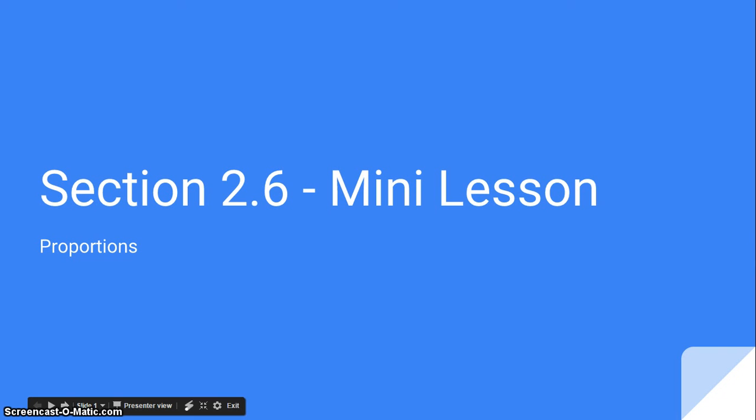Hello and welcome to section 2.6, the mini lesson on proportions. We're going to cover this really quick and then hit it in more detail in class the next time we see each other. So follow along, pause if you need to, write down questions as they come up.